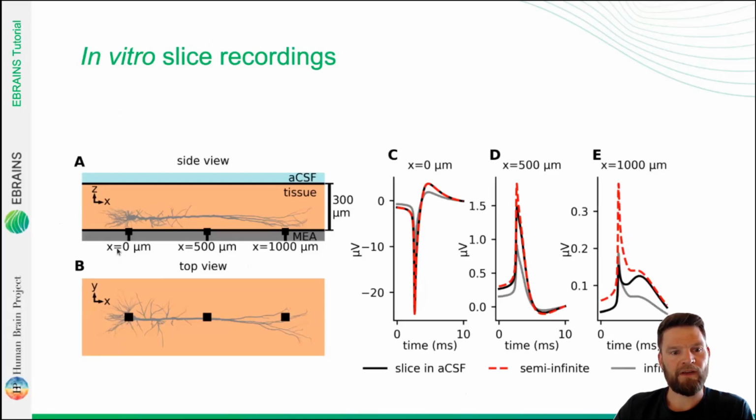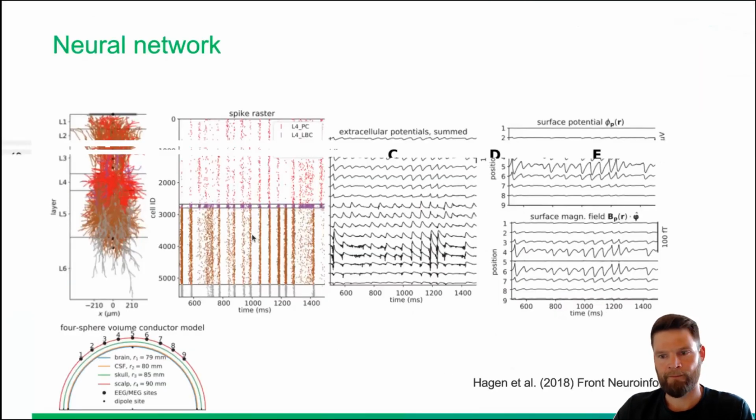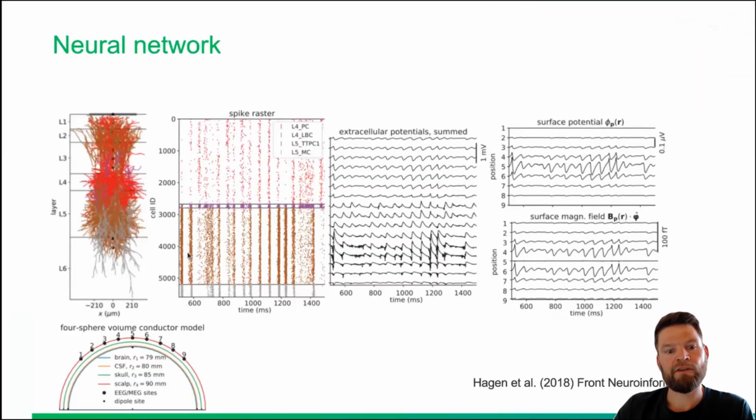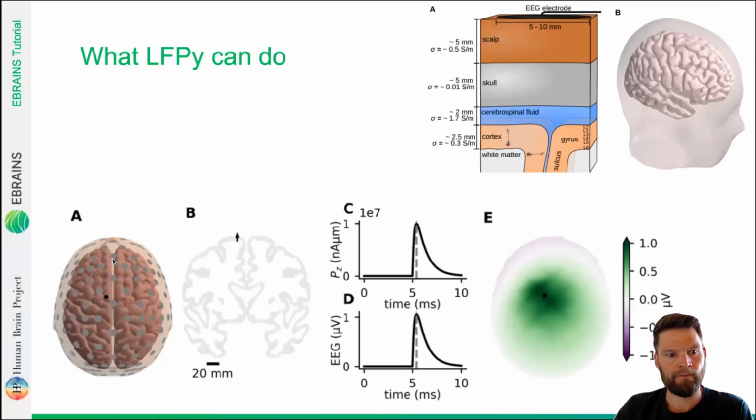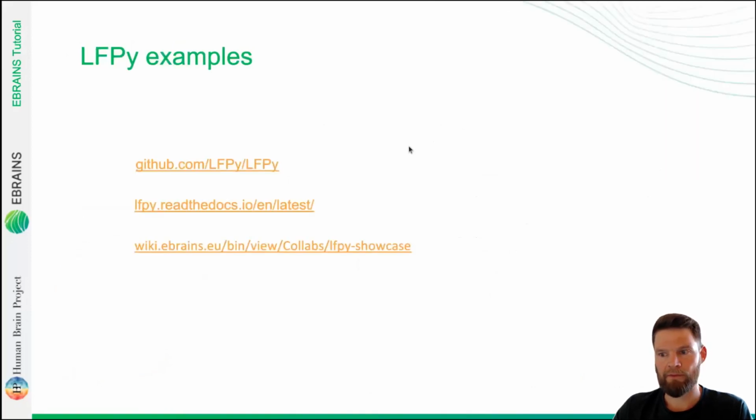In some cases, for example, in vitro slice recordings, the extracellular environment of the neuron is highly inhomogeneous, and this can be taken into account by LFPy. LFPy can be used to run single-cell simulations, but also large-scale network simulations. We can also use LFPy to simulate EEG signals where the complex conductivity and geometry of the head must be taken into account. Many more examples can be found by going to LFPy's GitHub page, to the documentation, or by searching for LFPy on EBRAINS.